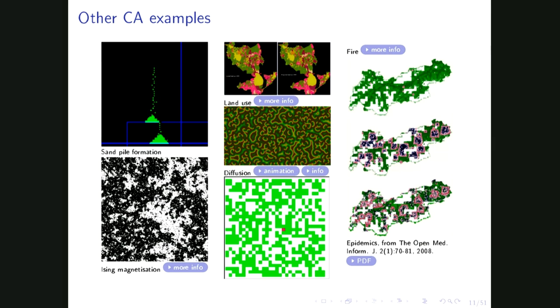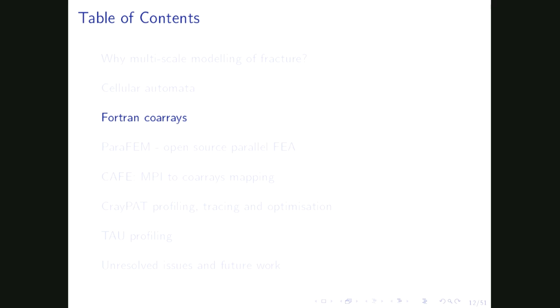Although the focus of the use of CA in this project is fracture and microstructure evolution, CA is used today to solve a wide variety of problems in engineering, science, medicine, and environment. For example, here you see applications in fire control, spread of epidemics, as well as land use, diffusion, magnetization, and sand pile formation. It has really become a very, very generic, generally useful method for science and engineering applications. Let's now look at Fortran coarrays and why they're a natural implementation choice for cellular automata.